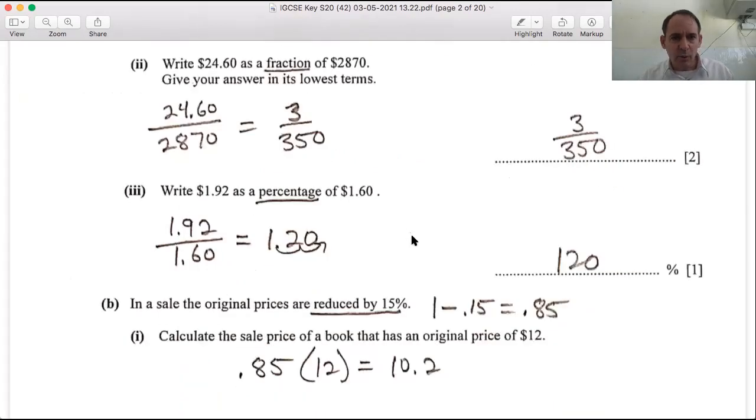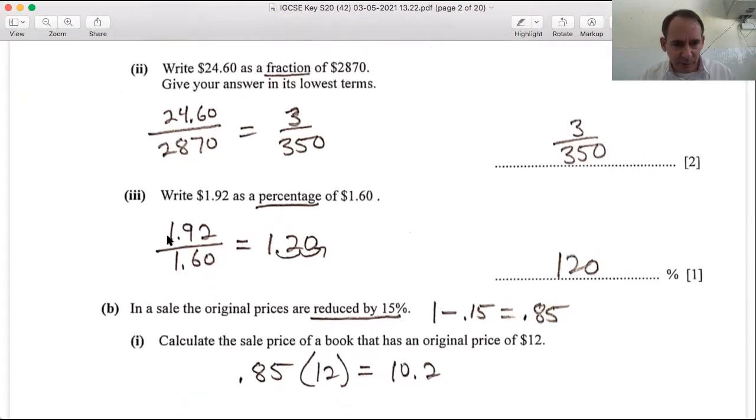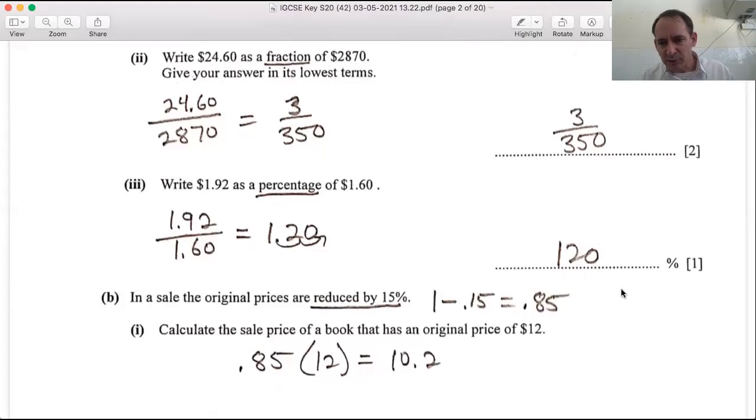Next, write $1.92 as a percentage of $1.60. So a percentage of means you're going to divide by the $1.60. So $1.92 divided by $1.60 equals 1.20. Since you're writing it as a percent, you need to move your decimal over twice. So it comes out to 120%.